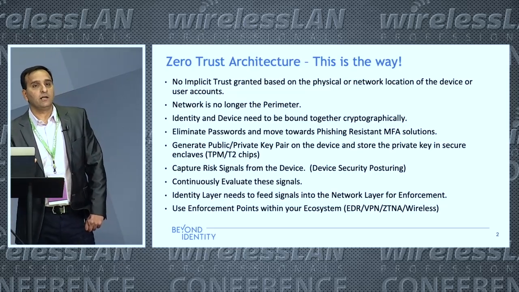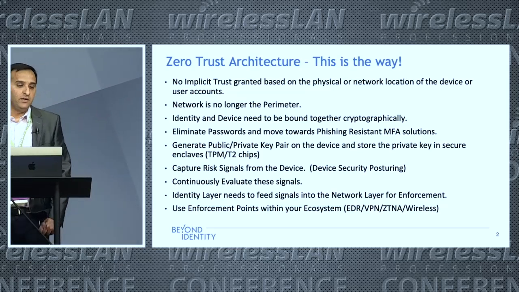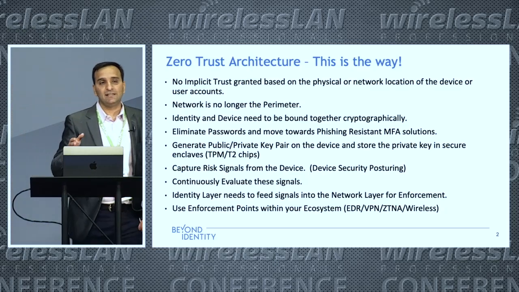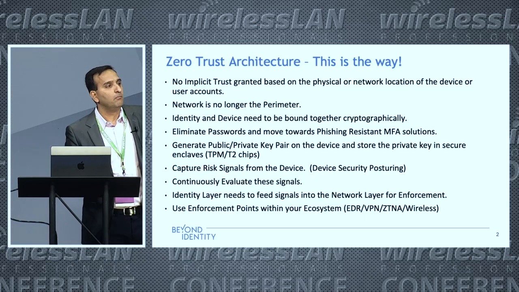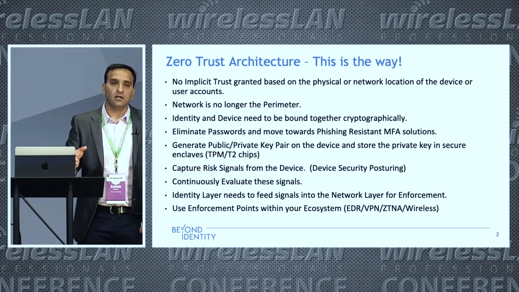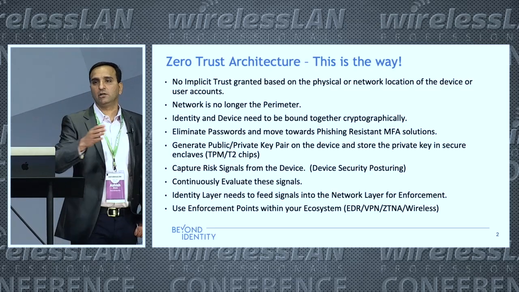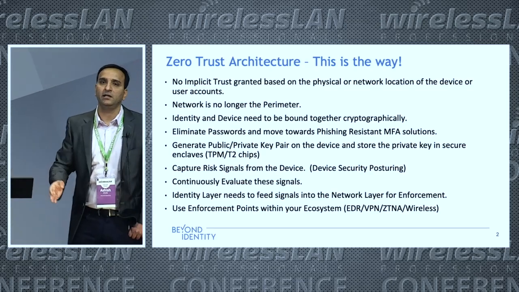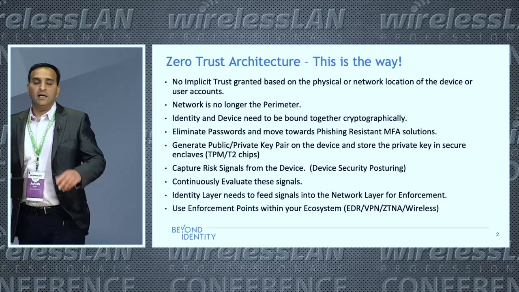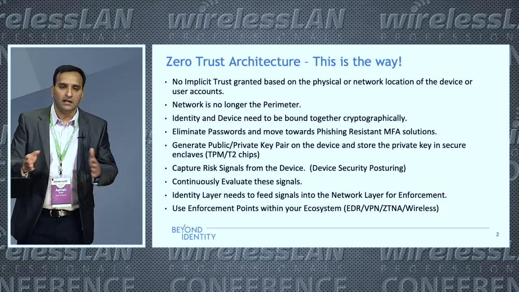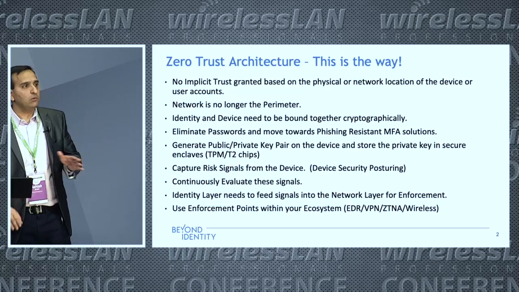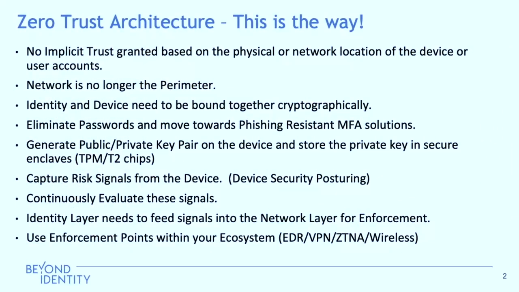And so that's where the document begins with the statement that there's no implicit trust granted based on the physical or network location. So it doesn't matter whether you're on corporate SSID or guest SSID, the location of your device is irrelevant. Which means the network is no longer the perimeter. The focus is now shifted to identity and device, and how we need to bind these things together.